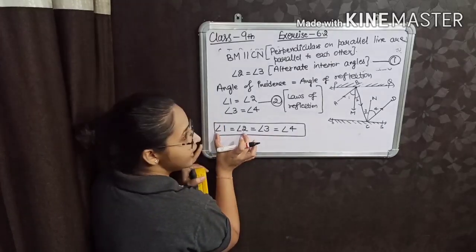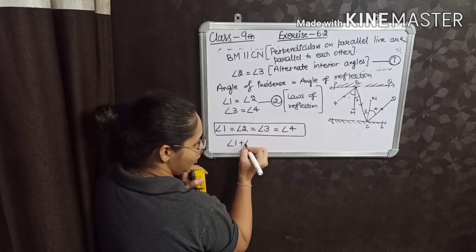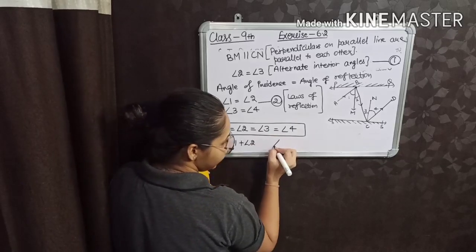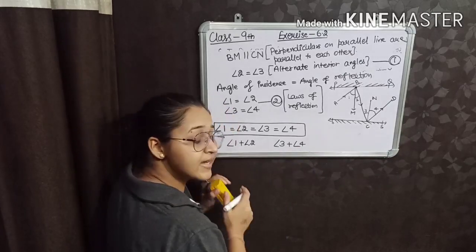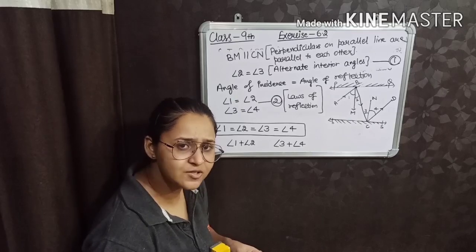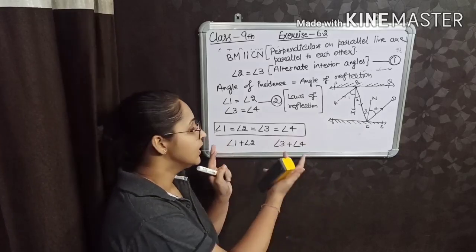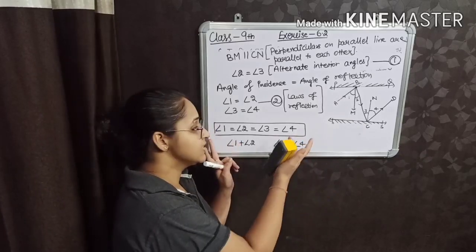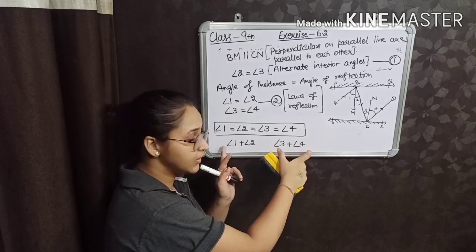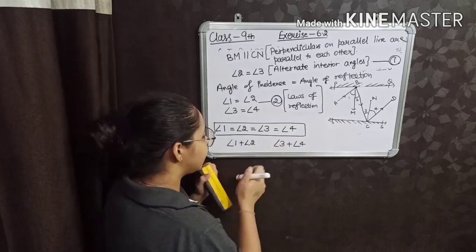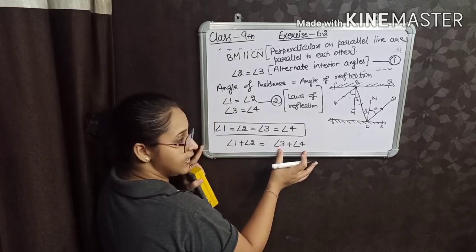Now, if I take angle 1 and angle 2 on one side, angle 1 plus angle 2, and I am adding angle 3 and angle 4 on one side. Are these two sides equal? Why? Because if these four angles are equal, these four angles have same measurement, same quantity, then if I add these two or I add these two, the result will be same. So it is equal. Angle 1 plus angle 2 is equal to angle 3 plus angle 4.